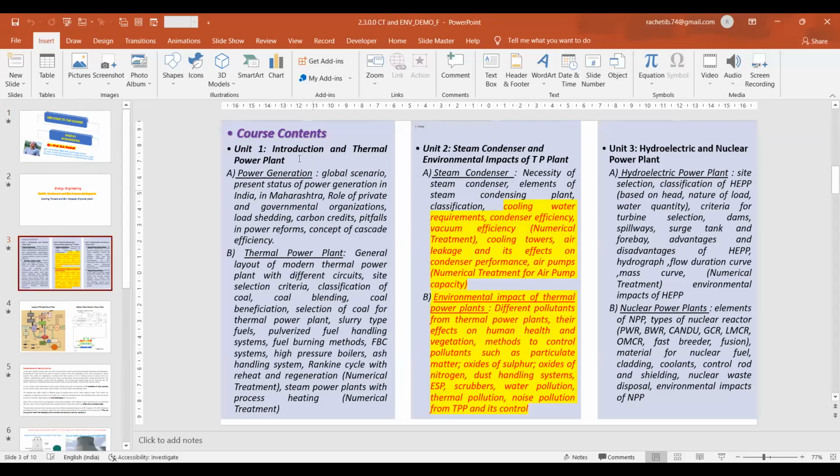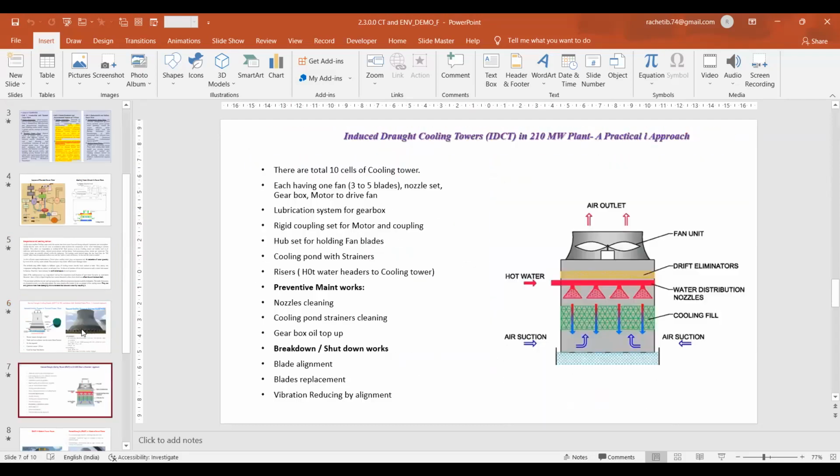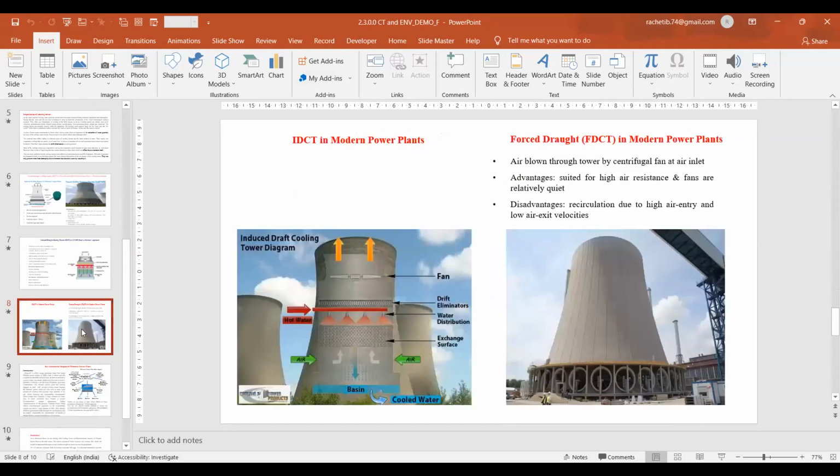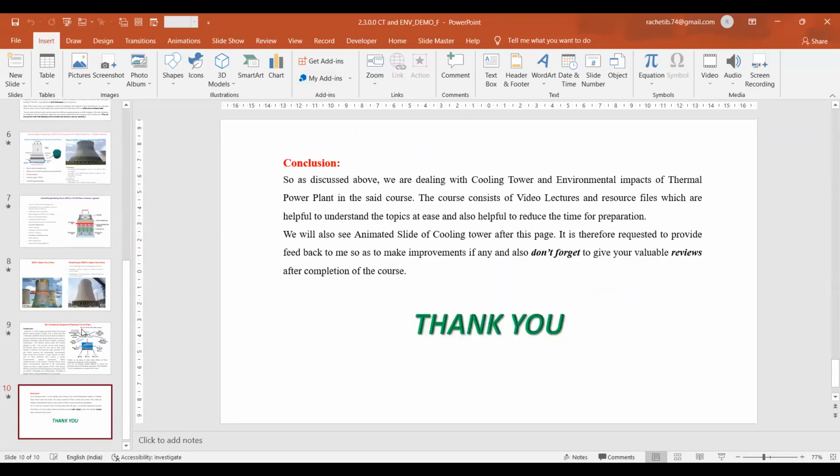So last time we saw what we are going to study in the next four to five classes: the cooling water requirements and cooling tower. These are the two points. And then the environmental impact of thermal power plant. Accordingly, we saw the importance of cooling water, what is natural cooling, what do you mean by induced, what do you mean by forced draft, and then what are the environmental impacts of thermal power plant.